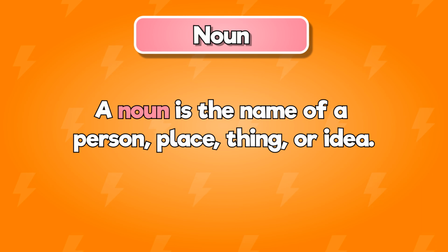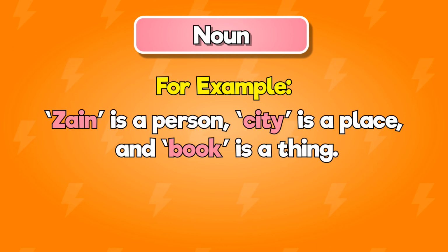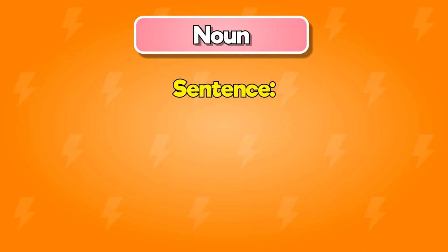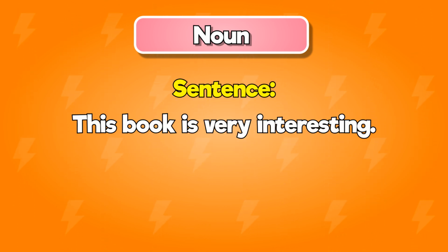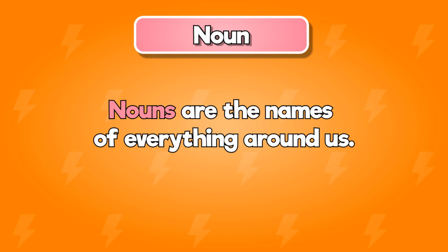A noun is the name of a person, place, thing, or idea. For example, Zane is a person, city is a place, and book is a thing. Example sentence: this book is very interesting. Here, the noun in the sentence is book. Remember, nouns are the names of everything around us.